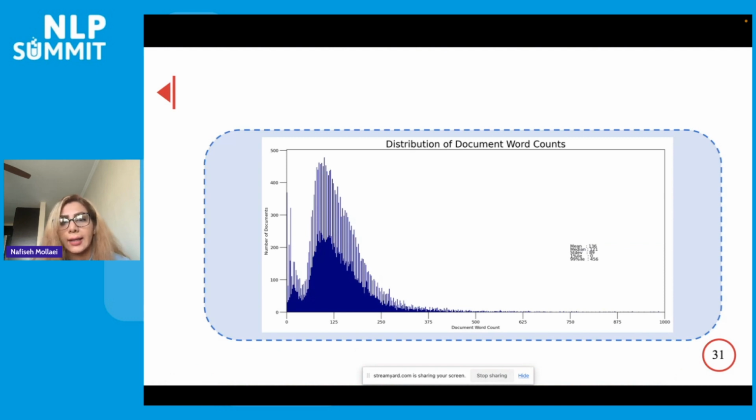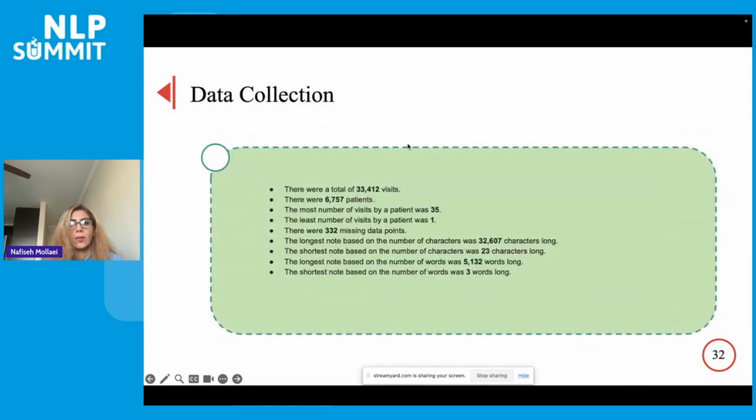So for the results, for example, I use the progress notes as the input of our algorithms. This shows the number of documents, which was around 500 documents, and the document word count is around 1000. As you see, the mean is 136, so around 125 word counts in the range of around 495.